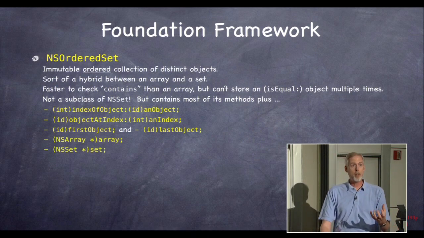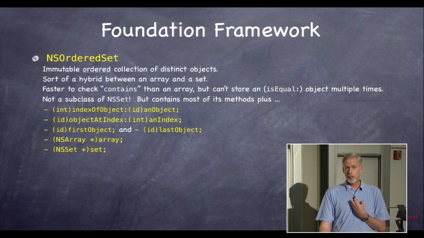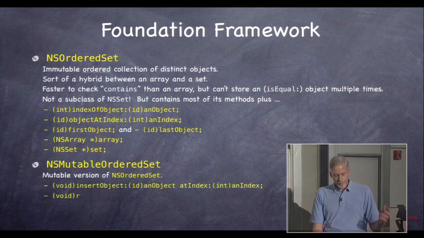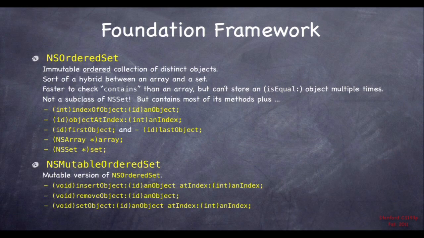You can also get the ordered set as an array, since it maintains order, or you can get a set that tells what is in the NSOrderedSet and lose the ordering. Okay? NSMutableOrderedSet, as you imagine, you can insert objects and remove objects and set objects at index. Again, if you try to insert an object that's already in the set, it will do nothing.